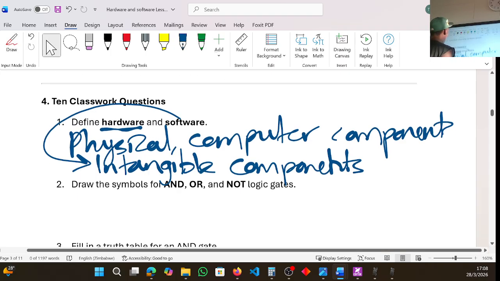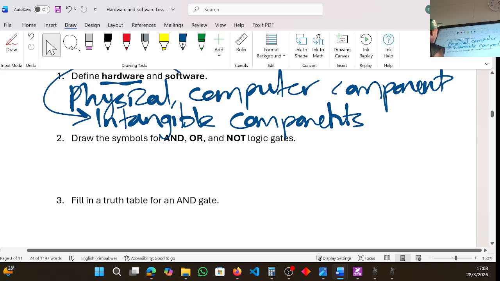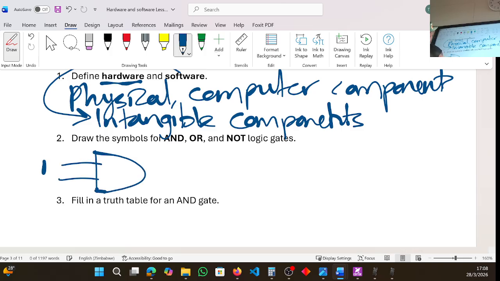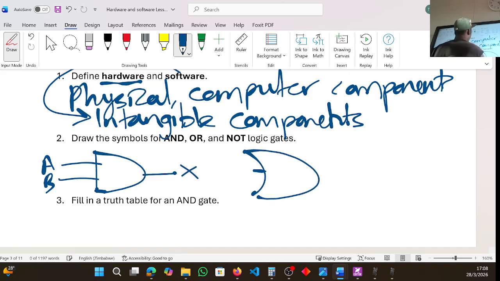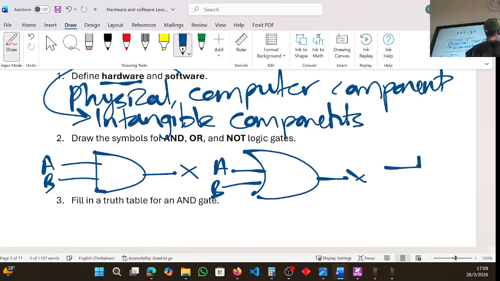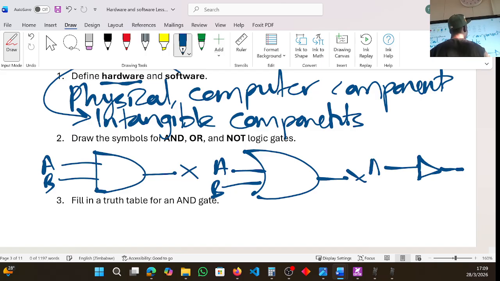Now, the next problem, we are required to draw the symbols for AND, OR, and NOT. So I'll start with AND. AND, we have got a vertical bar there, and we have input lines A, B, then output, we can call it X. If I go to OR, it is similar to AND, but it has got a curved line instead of the vertical bar. I've got A, B, and the output there, we can call it X. Then the NOT, something of this sort. So there is A, because it's NOT, we'll put a circle here. Then we have X, but our X there is going to be A bar.